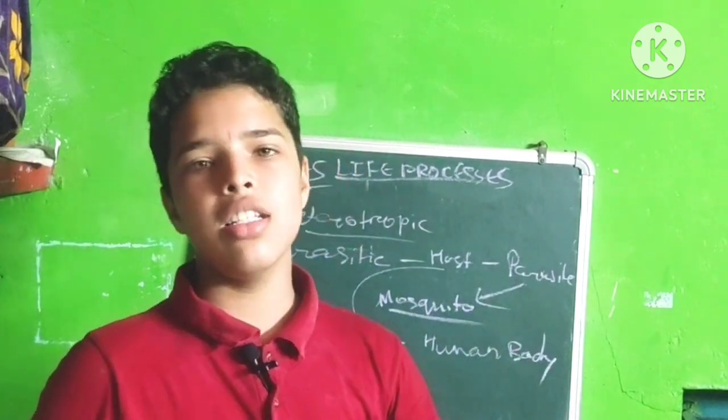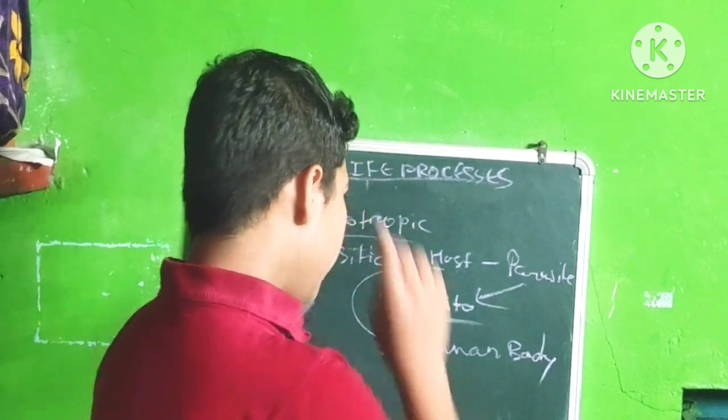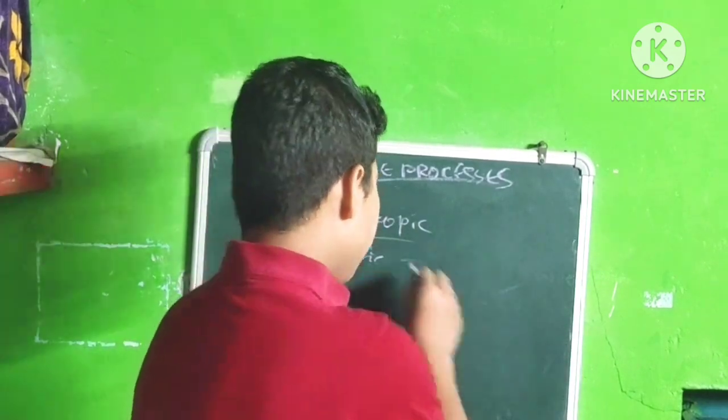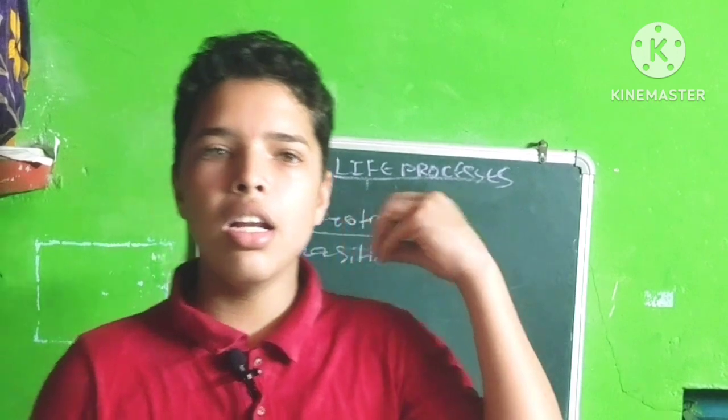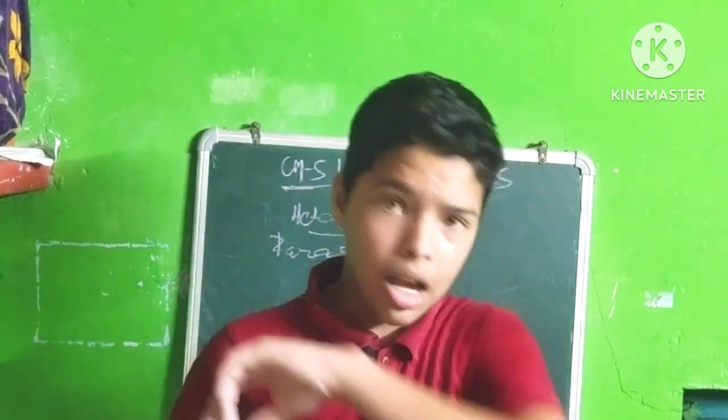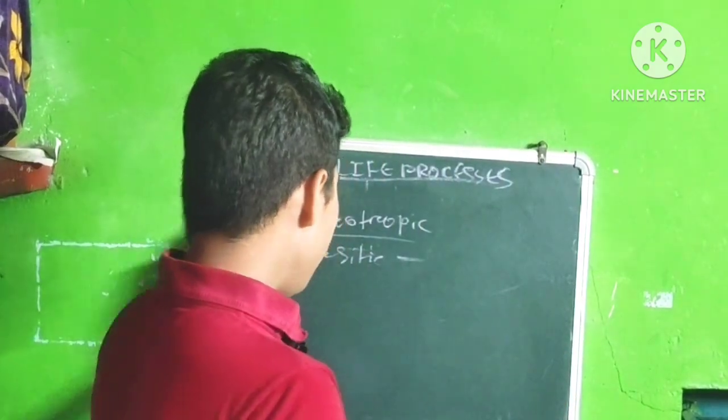The other organism benefits from the host organism. We can take different examples like leech, cuscuta plant, amarbel, etc. Now this will be called parasitic.